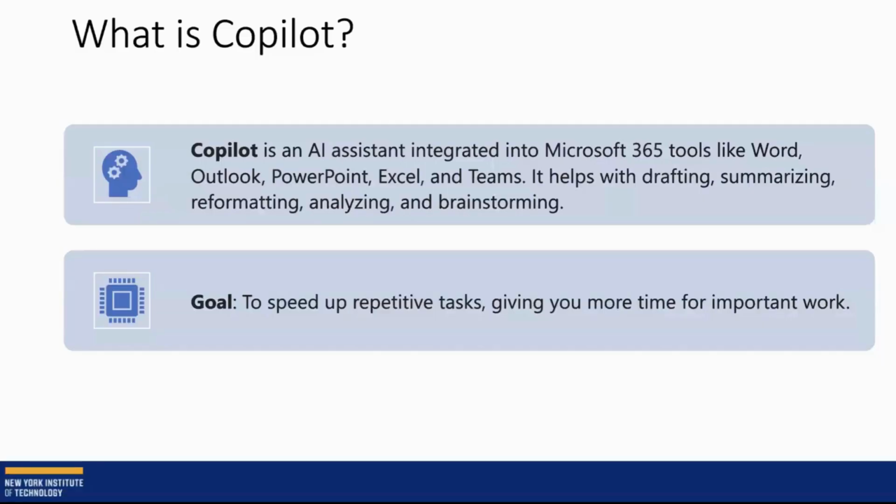Copilot is Microsoft's AI-powered assistant. It's not a separate app that you download. It lives right inside the Microsoft 365 tools you already use, like Word, Outlook, PowerPoint, Excel, and Teams. It can draft, summarize, reformat, analyze, and even brainstorm with you. The goal is to take the tasks that are repetitive or time-consuming and make them faster, so you have more time for the work that matters most.